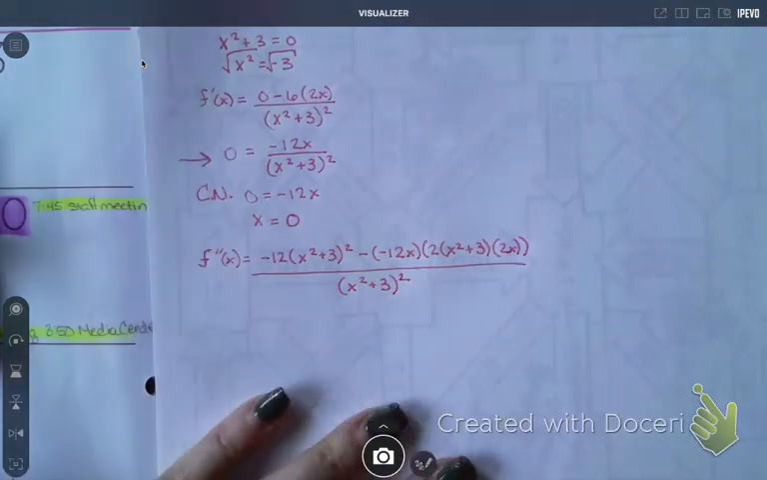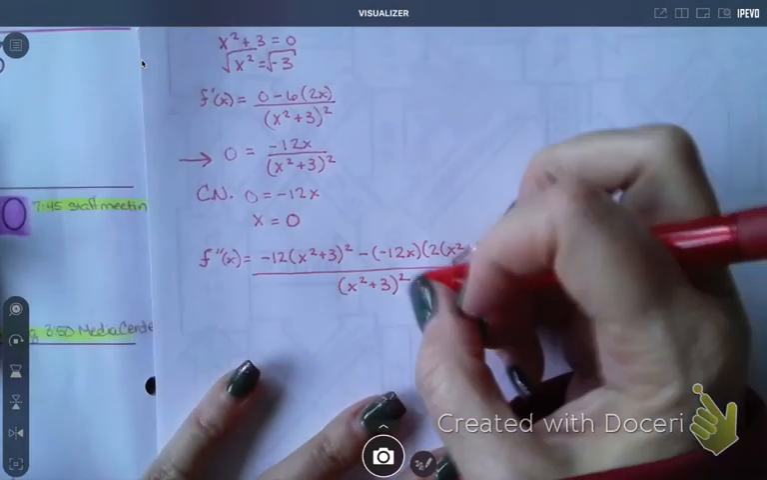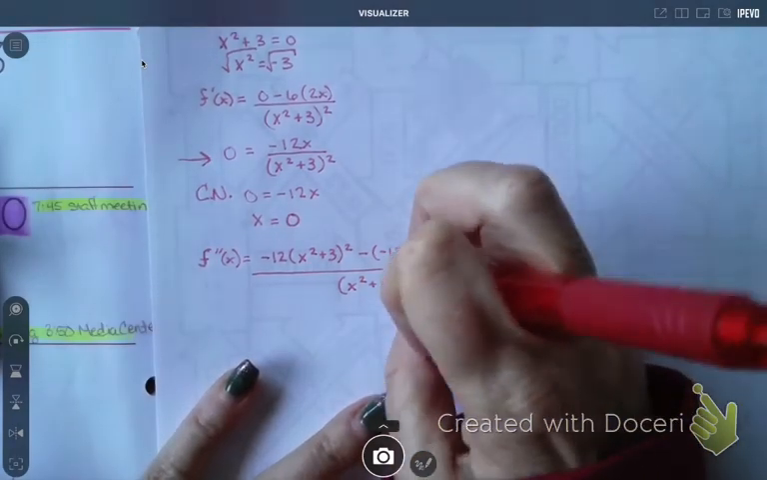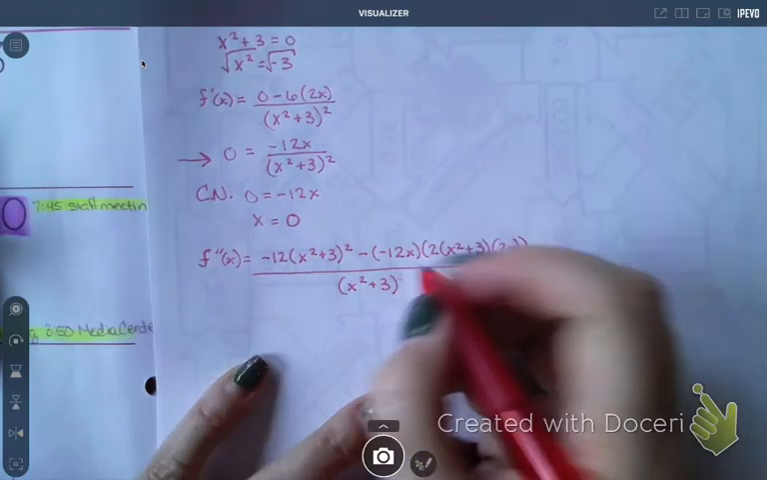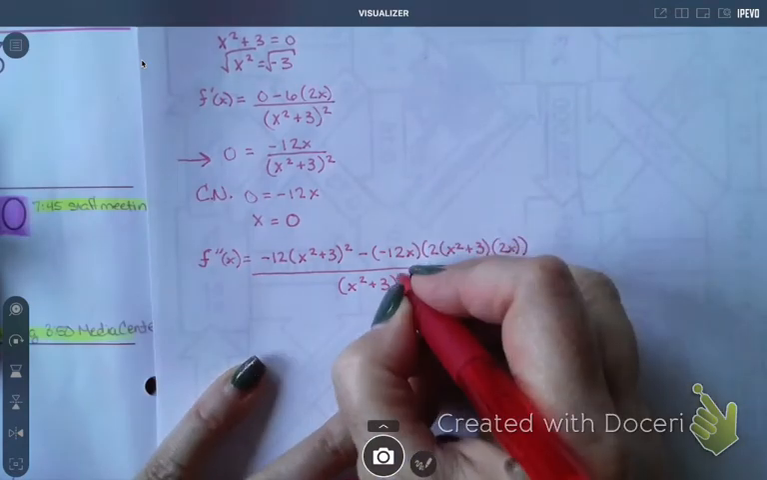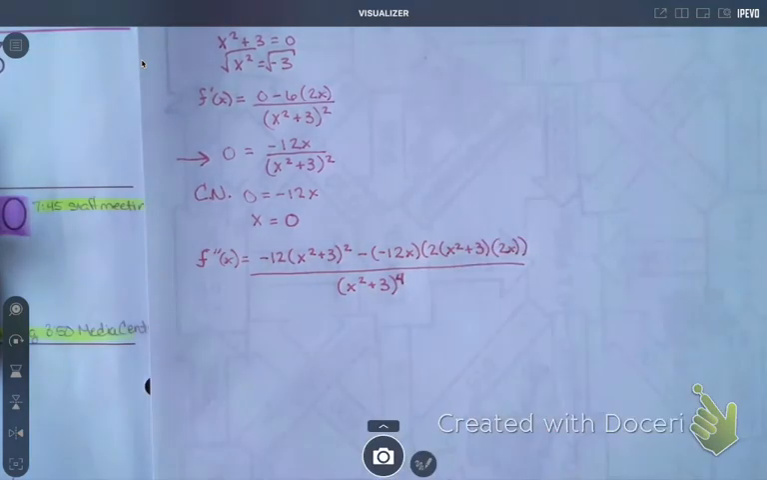Wait, wouldn't it be to the 4th? Oh, yes, it would be. Okay, so here is where it's important, because I remember I said you need to simplify it to where it's easy to plug in numbers, right? We also need to simplify it where it's easy to solve for it.